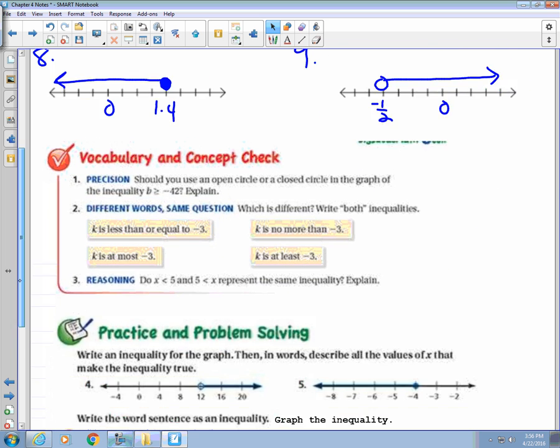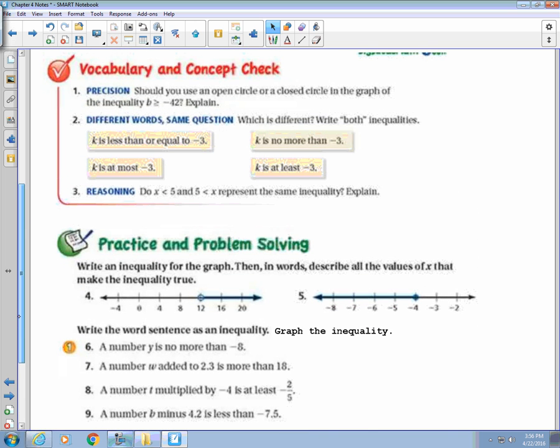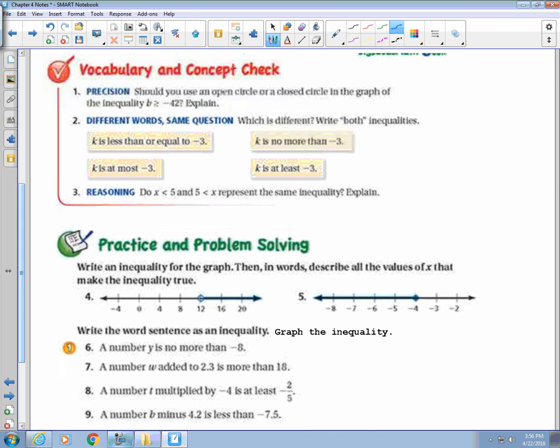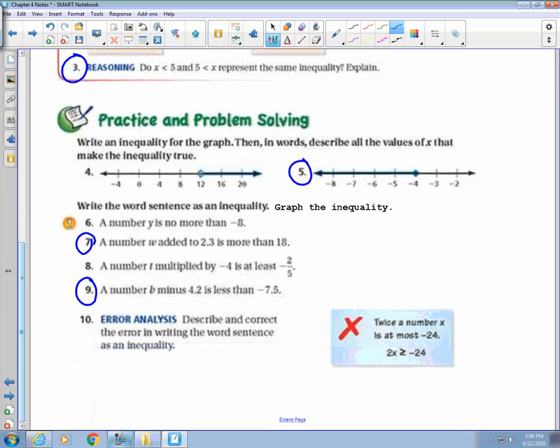All right, so there are some problems right here that I'm going to ask you to do some of these to make sure that you understand what's going on, and then you can turn these into me in class. Okay? So here's what I'd like you to do. I'd like you to do number 3. I'd like you to do number 5. I'd like you to do number 7. I'd like you to do number 9. And I think I'd like you to do number 10.